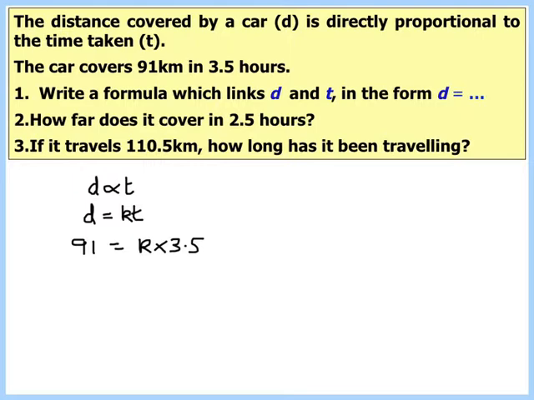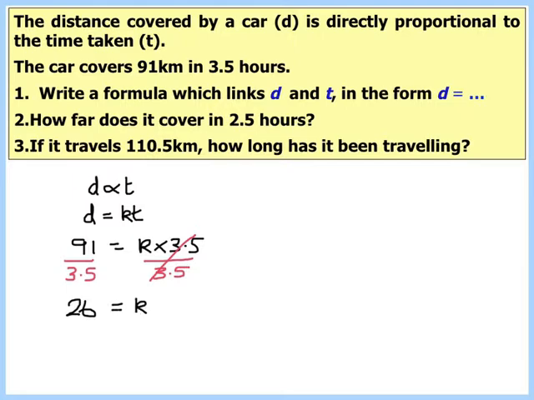So if I wanted to find out what k is, which is what we're aiming for, I need to get rid of this 3.5, this times by 3.5, and to do that I'm just going to divide both sides by 3.5. And if I do that, I get rid of that, and I've got 91 divided by 3.5 over here, which is 26, and on the right hand side we've just got k.